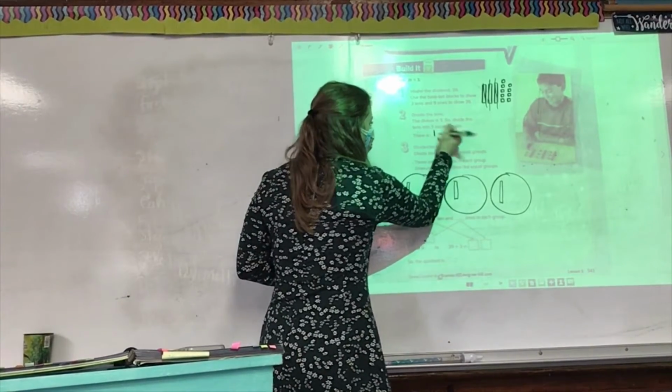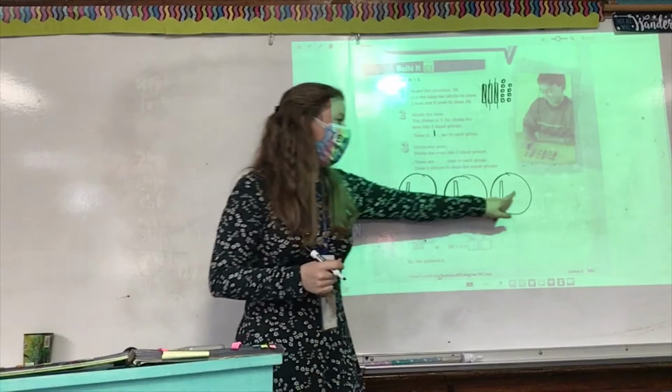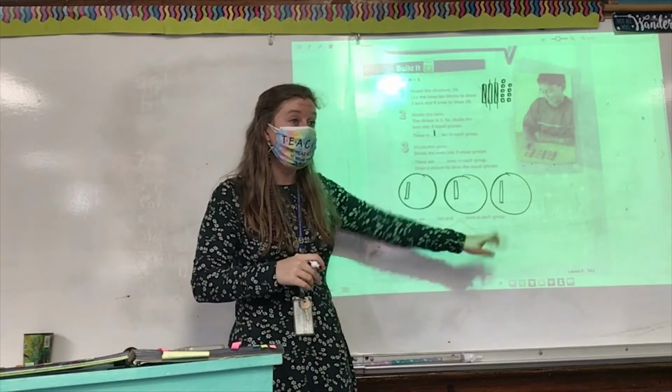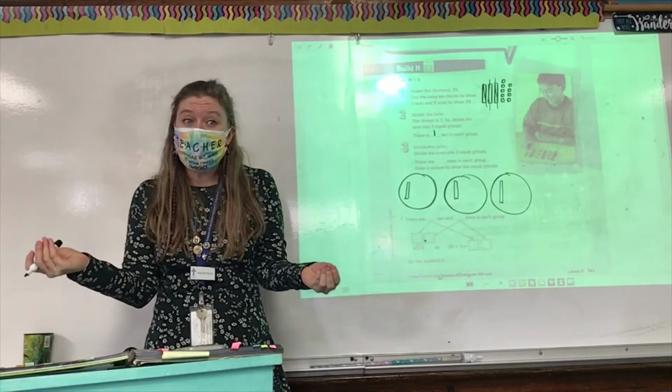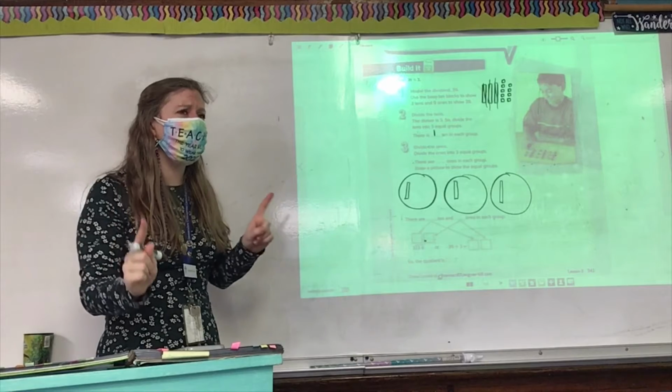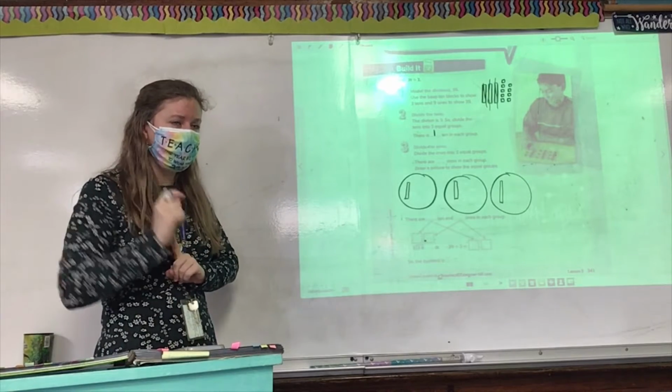Now we know that 1 is the answer because we could divide them evenly. We had 3 10 rods. We had 3 groups. 3 is a multiple of 3. So that means they fit evenly. If they don't fit evenly, we have to do something else, which we'll look at later.